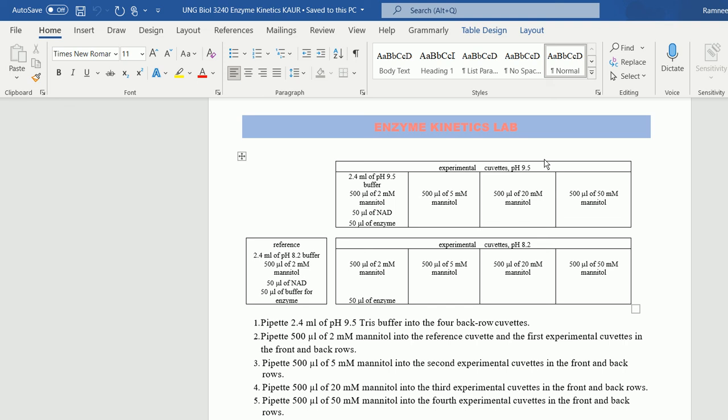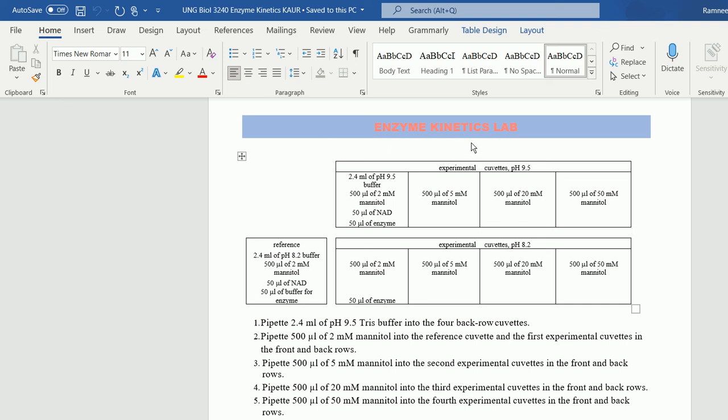And you can see here, all of these cuvettes are going to get some of the things which will be common. So like this is for pH 9.5. All these 4 cuvettes are going to get 2.4 ml of pH 9.5 buffer. So the buffer will be same in these 4 cuvettes. Then you are going to add 500 microliter of 2 millimolar mannitol here. Okay, 50 microliters of NAD and 50 microliter of enzyme.